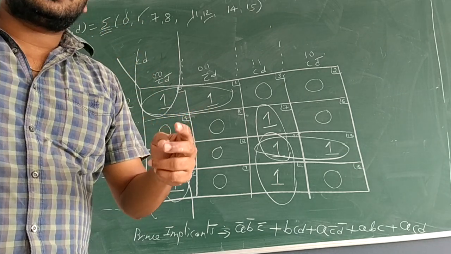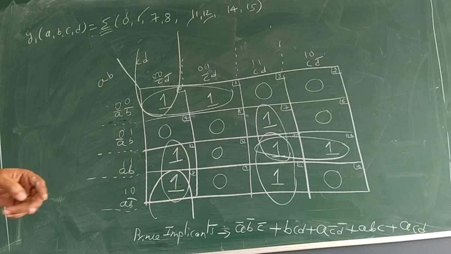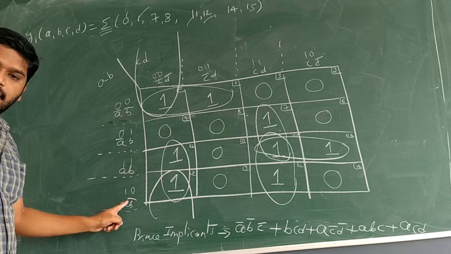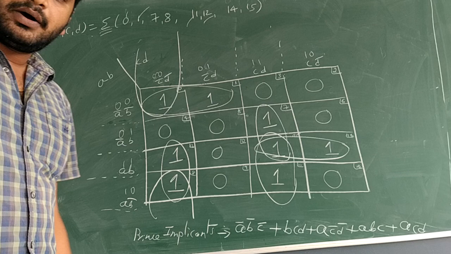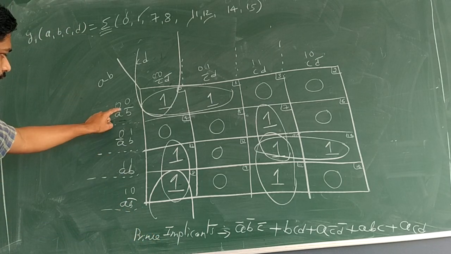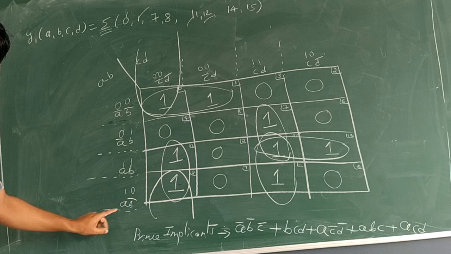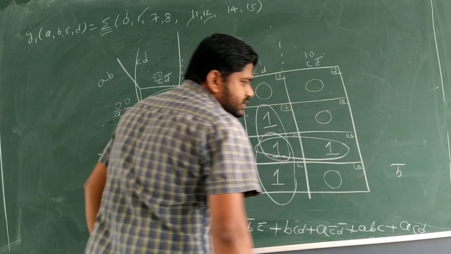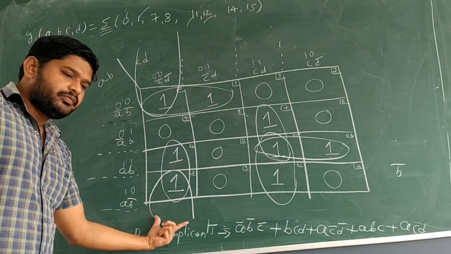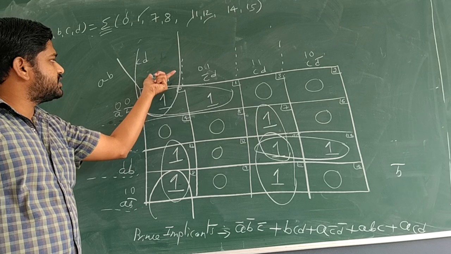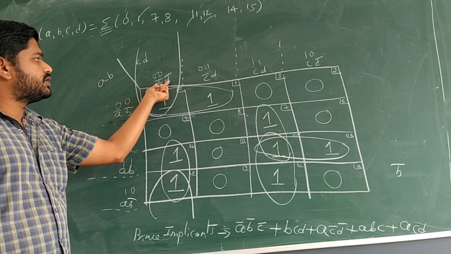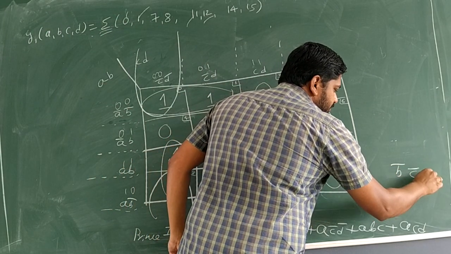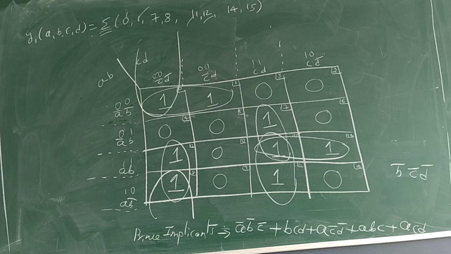So now, what are the rows to compare and columns to compare? Rows: first row, last row. A bar, B bar, A, B bar. Here A bar and A cancel, we are left with B bar. So here I will write the first term B bar. How many columns are present? It is present in the same single column, so there is no comparison. We are left with the direct variables, C complement, D complement.